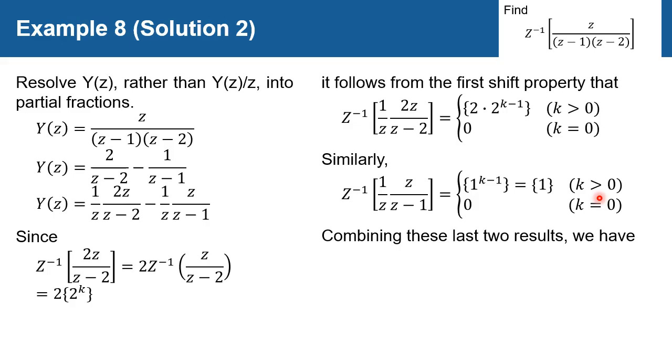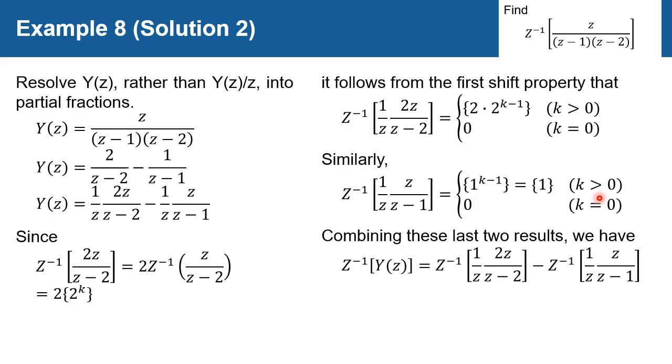Combining these last two results, we now have the inverse Z transform of 1 over Z times 2Z over Z minus 2 minus the inverse Z transform of 1 over Z times Z over Z minus 1. Therefore, the inverse Z transform of Y(Z) is equal to 2 raised to K minus 1 when K is greater than 0, and that is 0 when K is equal to 0. The answer we have obtained using this solution is the same we have obtained with our first solution.